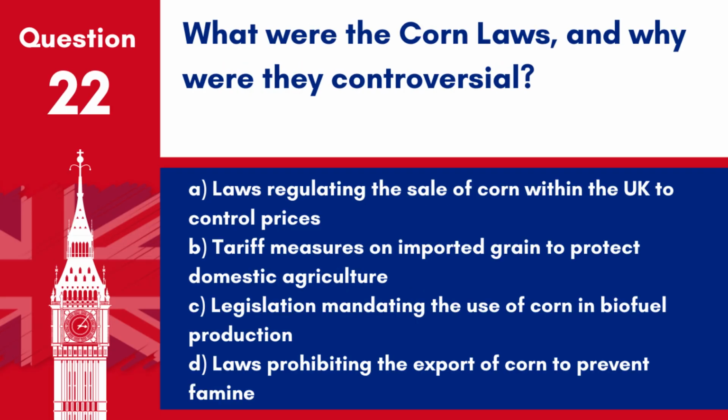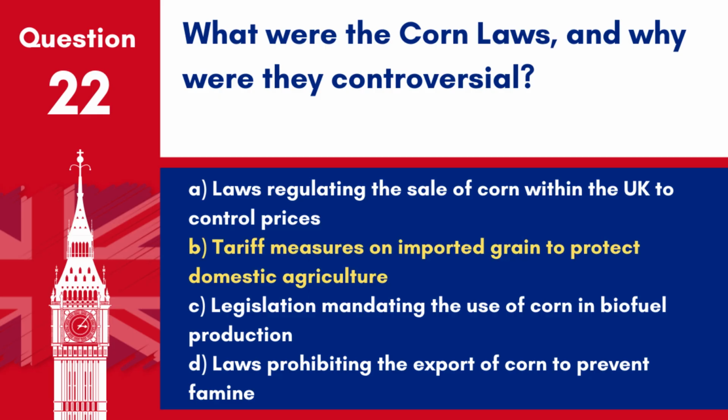Question 22. What were the Corn Laws, and why were they controversial? A. Laws regulating the sale of corn within the UK to control prices. B. Tariff measures on imported grain to protect domestic agriculture. C. Legislation mandating the use of corn in biofuel production. D. Laws prohibiting the export of corn to prevent famine.